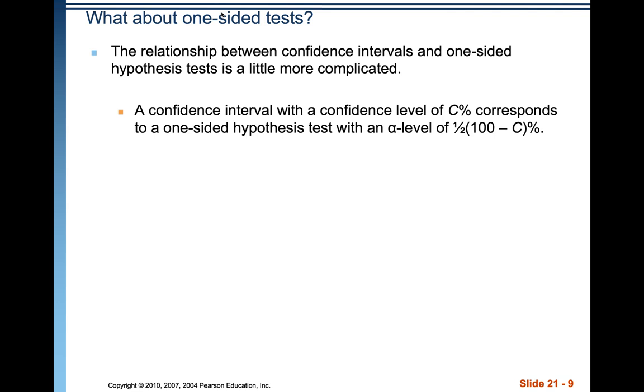For one-sided tests, it's a little more complicated. You take that difference and divide it in half. So, for instance, back to our 95% confidence level, if we are using that to test a one-sided claim, then you would have 1/2 of 5%, so 2.5% as your alpha level.